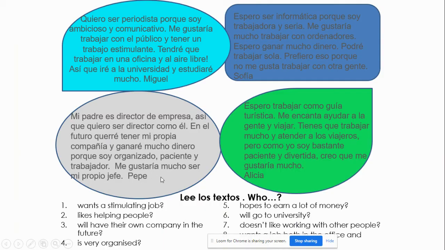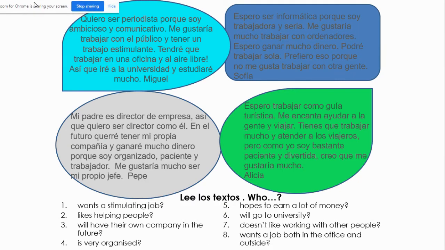Okay. So my last activity, and again, you have to stop the video and see how you get on. You've got 4 people here. Miguel is number 1, Sofia number 2, Pepe number 3, and Alicia number 4. So these 4 people are talking about their future plans.